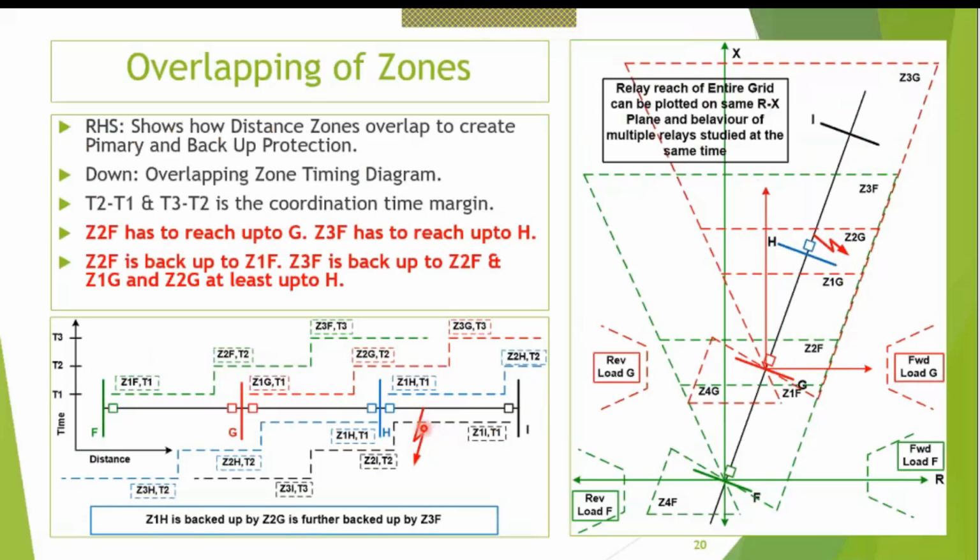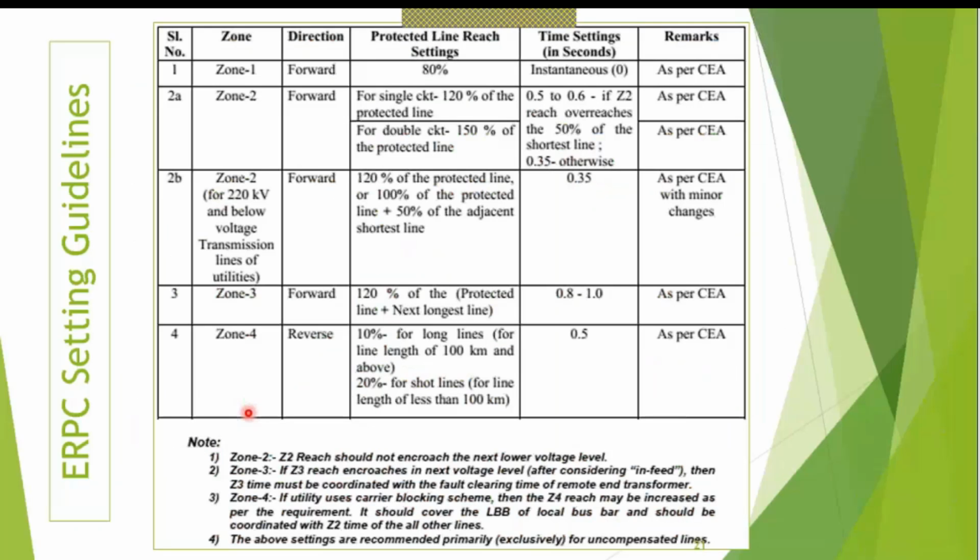So this is about backing up. Every zone is a backup of every zone. Zone 2 is backup of zone 1, zone 3 is backup of zone 1 and zone 2, like that. This is the ERPC setting guidelines. You can find it on the ERPC site itself. This is mainly what I have talked about till now. Nothing as such is different from what I have talked about.